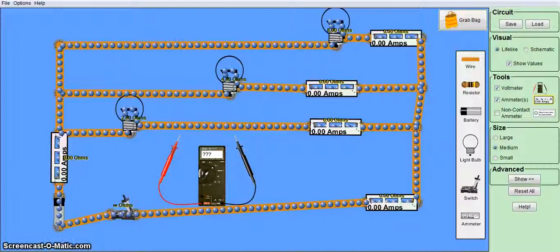Alright, we're going to begin this video with a few of the patterns that we found in our lab. So if we look at circuits 5, 6, and 7, this is very similar to circuit number 6.